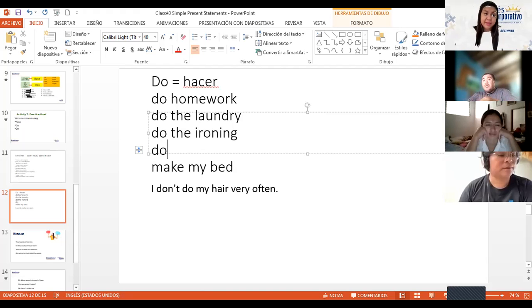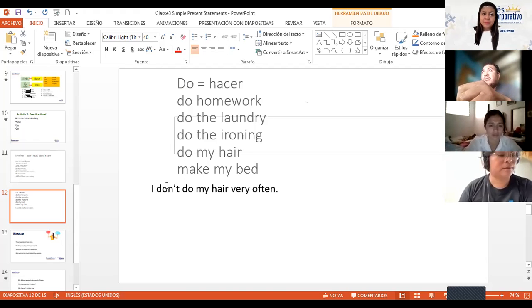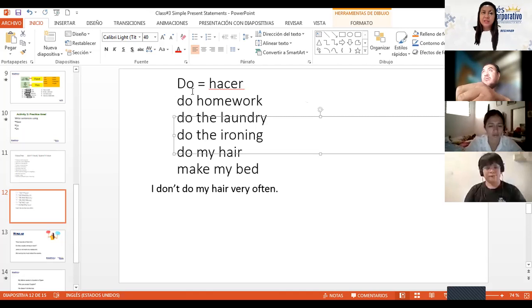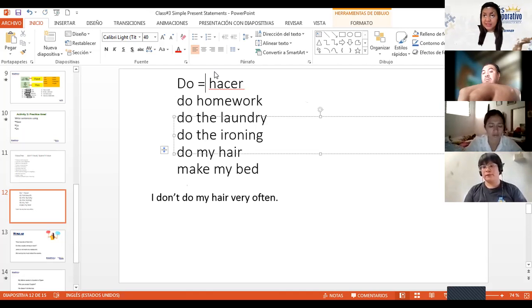Do my hair. Entonces, se puede referir a una actividad que se haga en específico. Sí, es el verbo do. The verb do. Vale, es que el verbo do, Mr. Martínez, usted lo puede, se usa como un auxiliar, pero también es un verbo en acción.